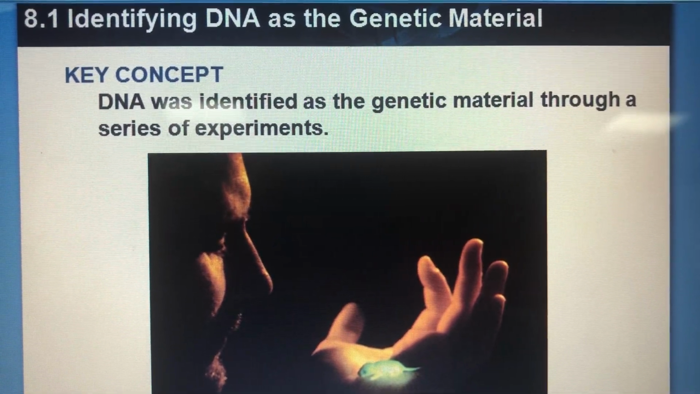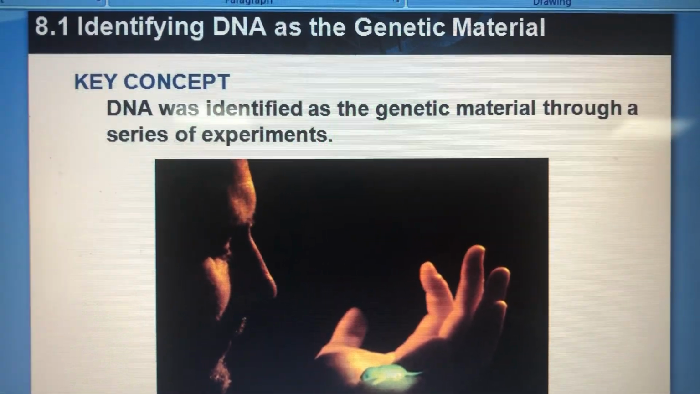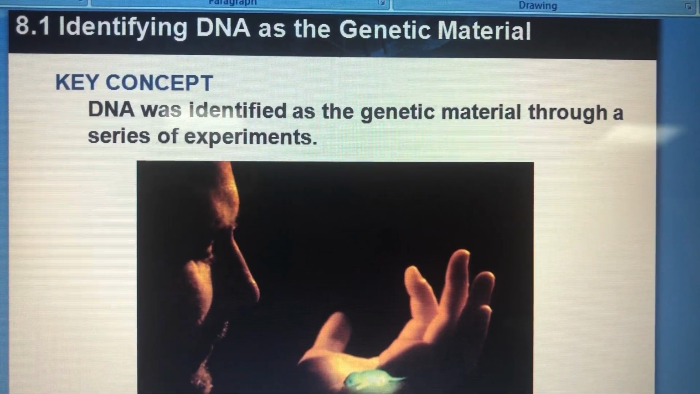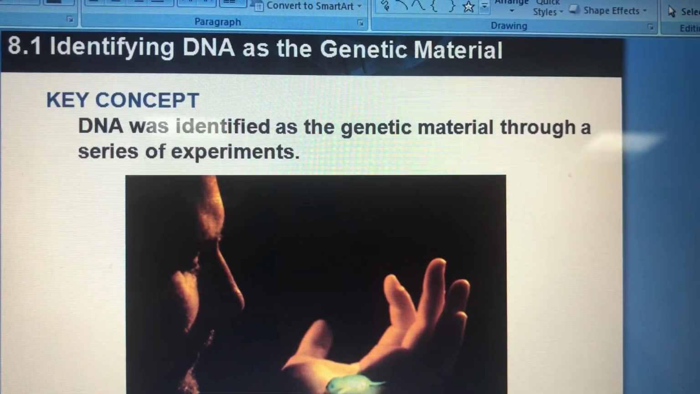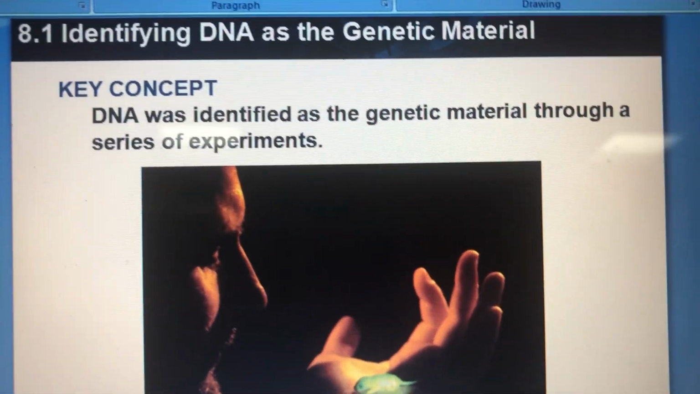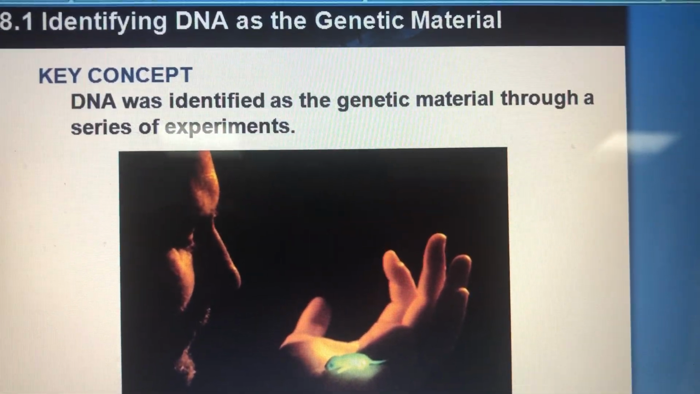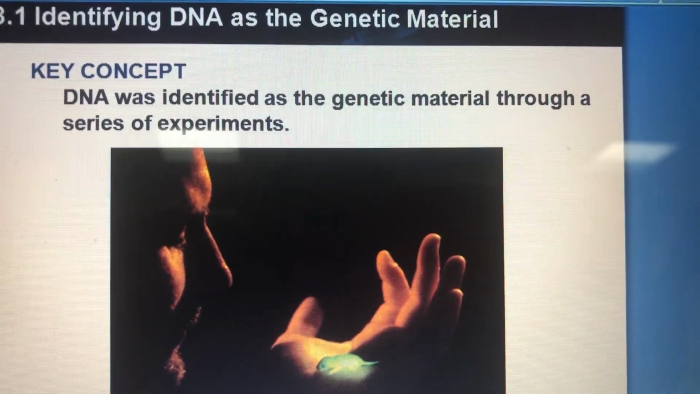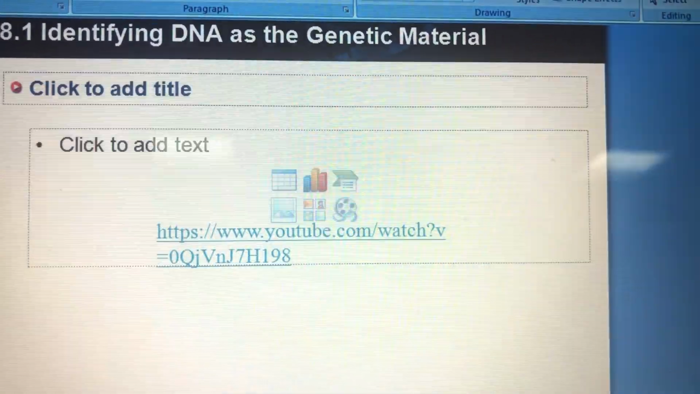Hello, grade 10. Now we will start with section 1 in chapter 8, which is talking about identifying DNA as genetic material. In this lesson, we learned that the DNA was identified as genetic material through a series of experiments.